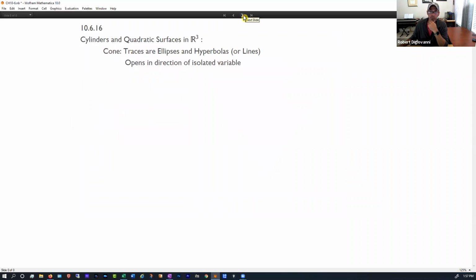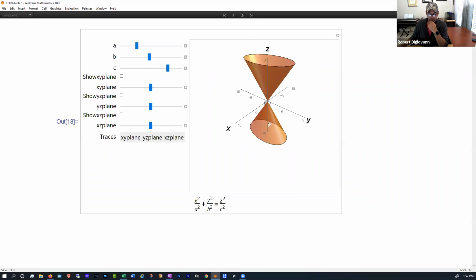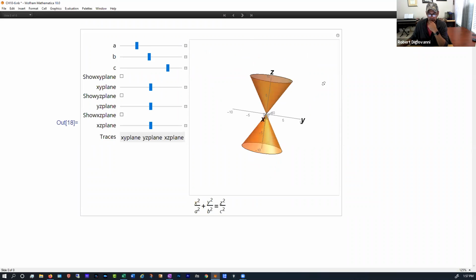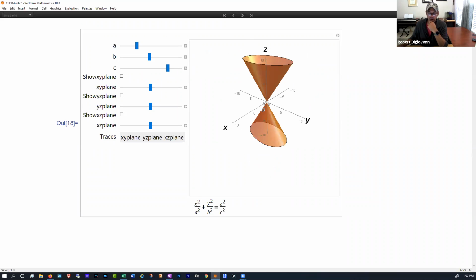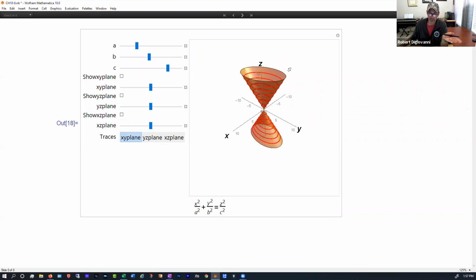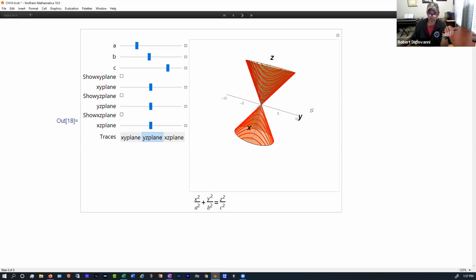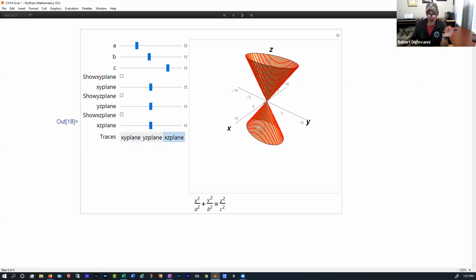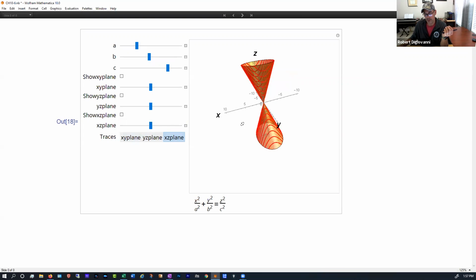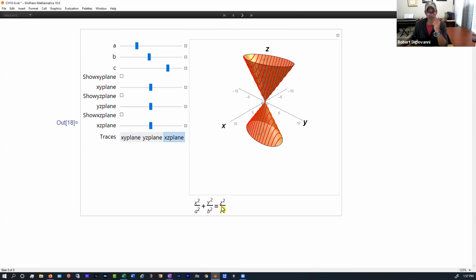All right, a cone. Next one. So this is a cone. When we slice a cone, we get a bunch of ellipses if we slice it with traces that are parallel to the XY plane. Here we get hyperbolas, and from this direction, we also get hyperbolas. And here's the equation.